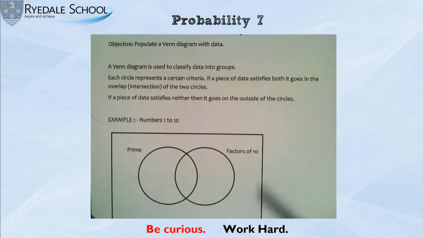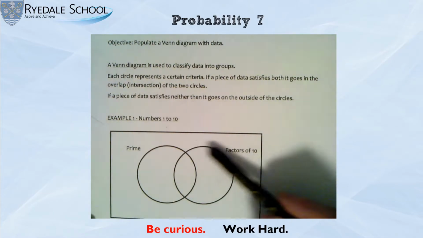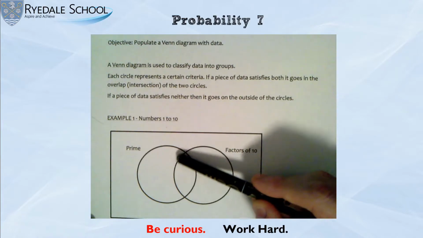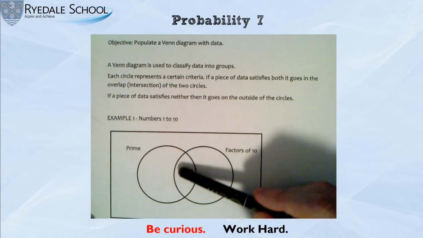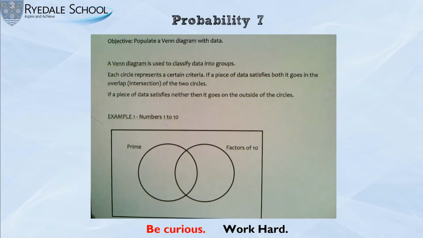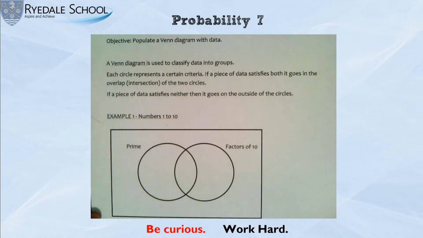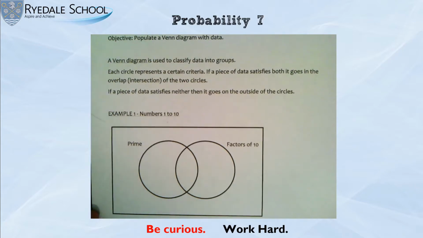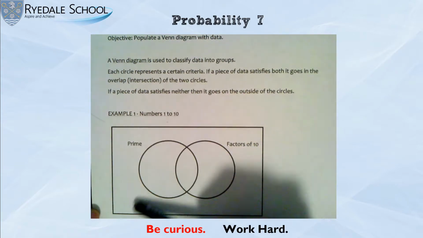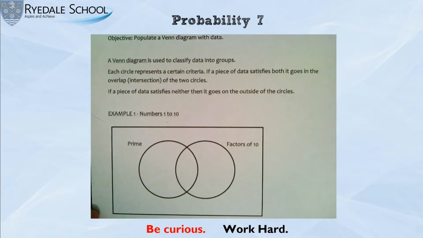And then you might have pieces of data based on your 2 criteria that satisfy both criteria. In which case, they go in this section. Some people call it the overlap, but the actual technical term is the intersection. You might also get some pieces of data that don't satisfy either criteria, in which case you put them in this rectangular section out the side.